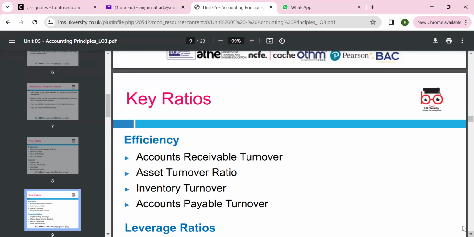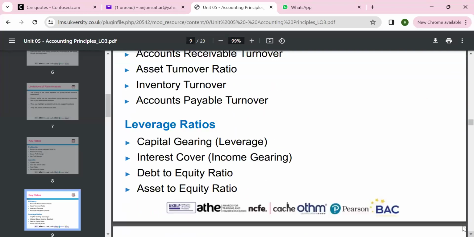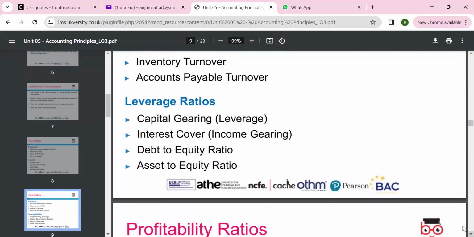The efficiency ratios are about the use of resources and assets: accounts receivable, how many days we take to receive money from our credit customers, how many days we take to pay our suppliers, and how many days the asset is converted into finished goods and generates money. Inventory turnover is how many days stock takes to convert into finished goods. Leverage ratios, also called gearing ratios, include capital gearing, debt versus equity, interest cover, which is how much finance cost we have on money we borrow, debt to equity ratio, and asset to equity ratio. These are all the ratios we look at.